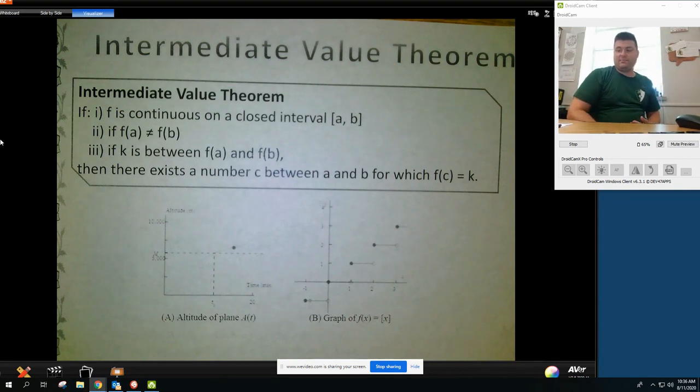So the intermediate value theorem pretty much says that if you have a continuous function, and the two endpoints are not the same, then it will hit every point in between. So it'll hit everything between 0 and 20,000.